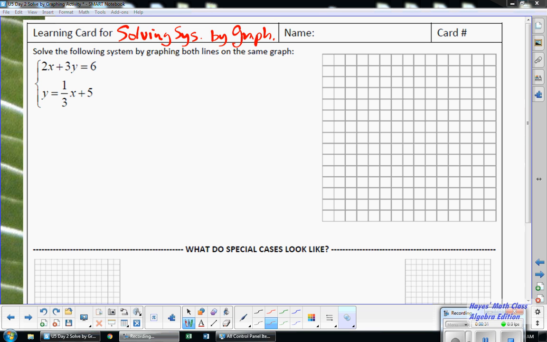And we've got two equations here. I got to make sure this is timed out. I did a whole entire one of these and it didn't hit record. Dumb, Mr. Hayes. Anyway, so first things first.